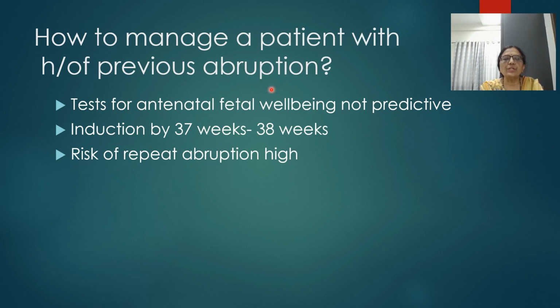How to manage a patient with history of previous abruption? Now, whatever test of antenatal fetal well-being we do, these are not predictive whether the patient will have a repeat abruption or not. That is the reason induction is usually indicated by 37 to 38 weeks whenever there is a previous history of abruption. Risk of repeat abruption is high.